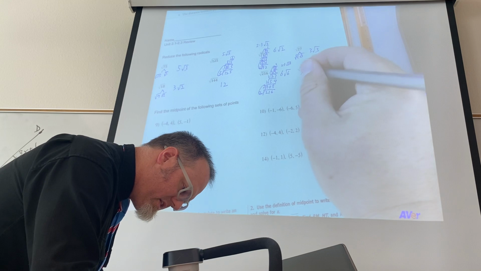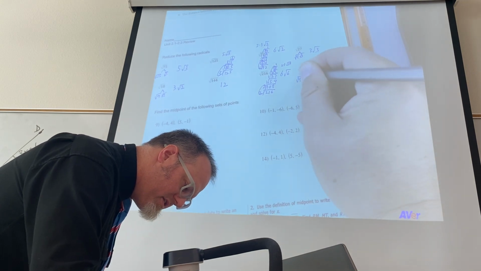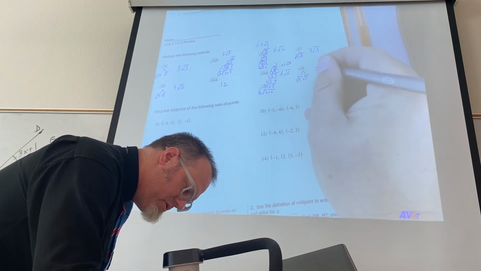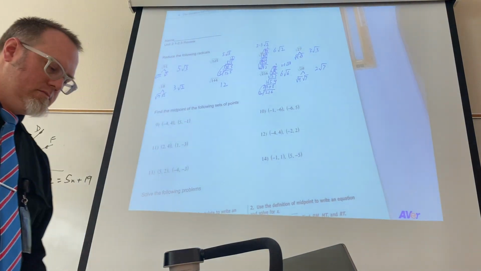Okay, 28, that's going to be 4 and 7. So this is 2 square root of 7. All right.